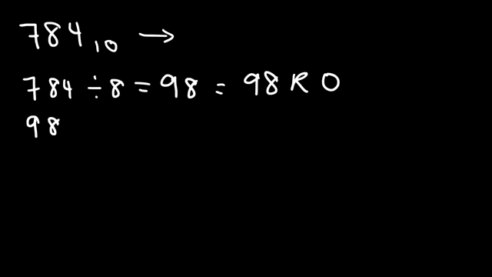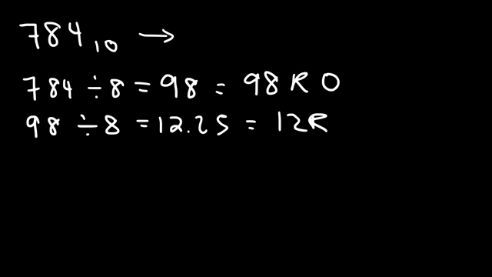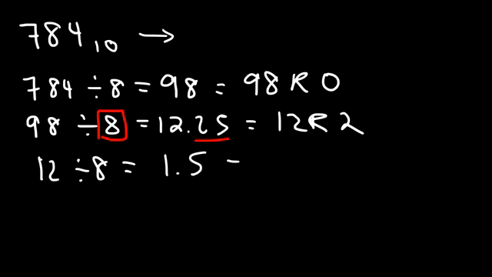Now let's take 98 and divide it by 8. So you should get 12.25. So this is 12, remainder, and then 0.25 times 8 is 2. So it's 12, remainder 2. Next, let's take this 12 and then divide it by 8. So 12 divided by 8 is 1.5. So this is 1, remainder, and then 8 times 0.5 is 4. So it's 1, remainder 4.